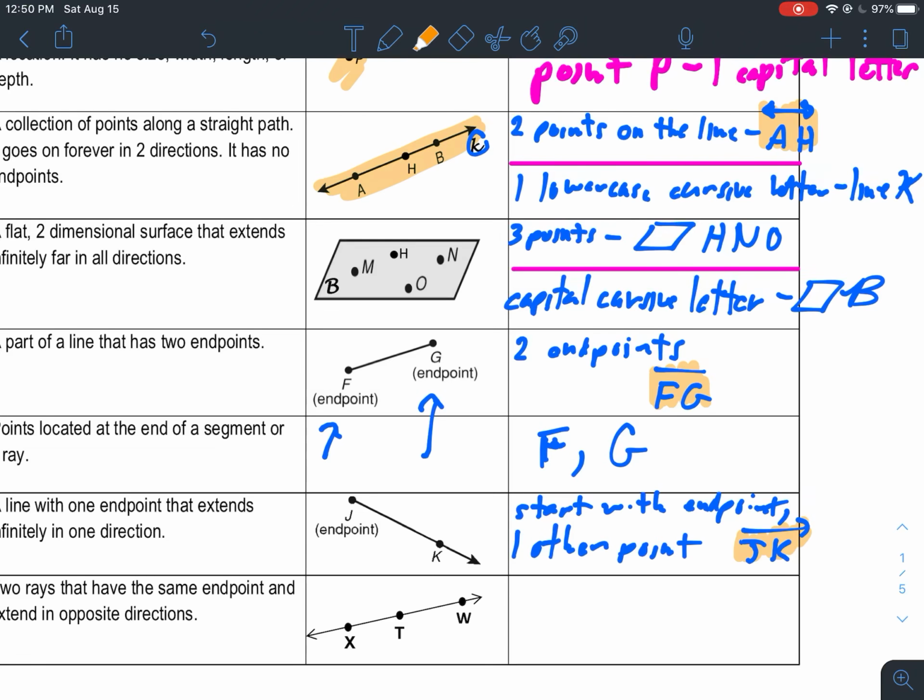The line and the segment, you can flip those letters. You could call the line HA. You could call the segment GF. You cannot call the ray KJ, because that's when you want to start with the endpoint, and K is not the endpoint here.